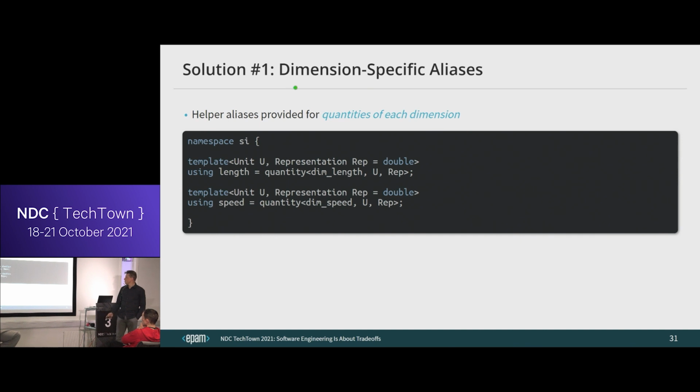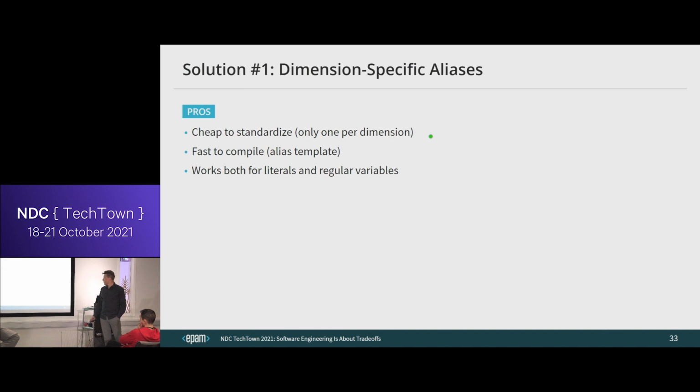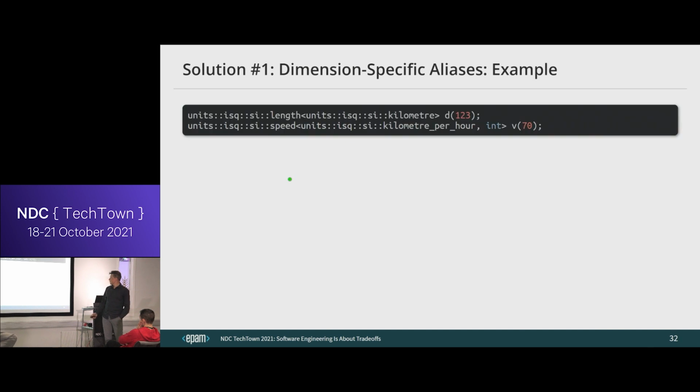So solution number one, dimension-specific aliases. We have an alias for length, that basically is a quantity of dim_length, speed, quantity of dim_speed, which saves us a bit of typing. So it looks like this. units::isq::si::length of kilometer, speed in kilometer per hour. It's already better, shorter. Benefits. Cheap to standardize because it has to be provided only per dimension, not per unit. There are a limited number of dimensions in SI, for example, like 150 or whatever, right? Fast to compile, because those are alias templates. Alias templates are the fastest to compile. Works both for literals and regular variables. By this I mean that I can provide a compile-time known value here as well as a function argument, a runtime argument. It works.